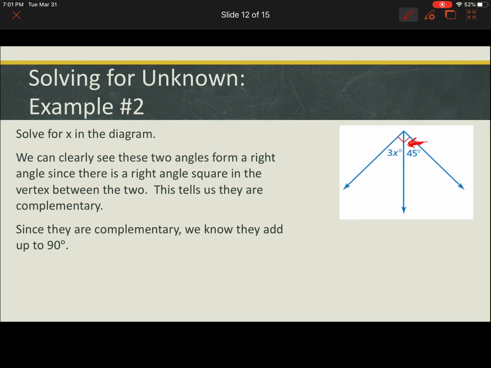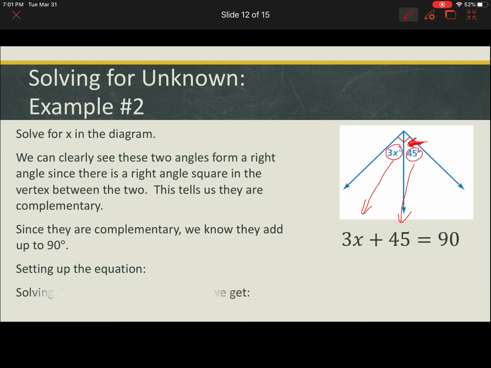And since they're complementary, we know they add up to 90 degrees. So we can set up this equation. Again, we add the two angles. We add 3x and 45, and that's going to equal 90. Again, we're going to solve the two-step equation for x.